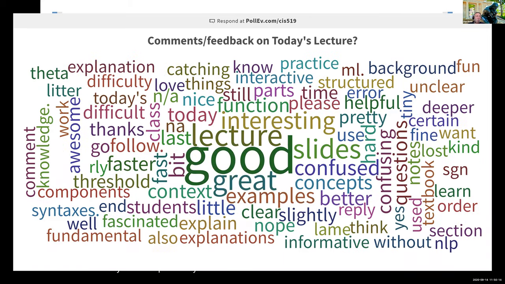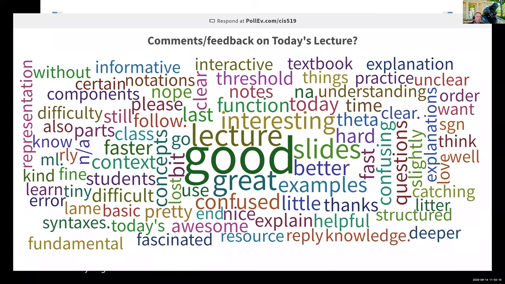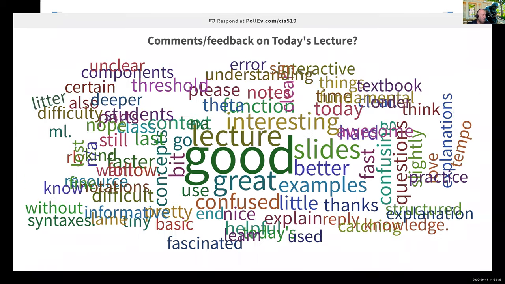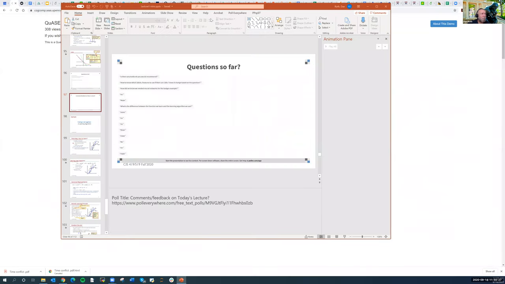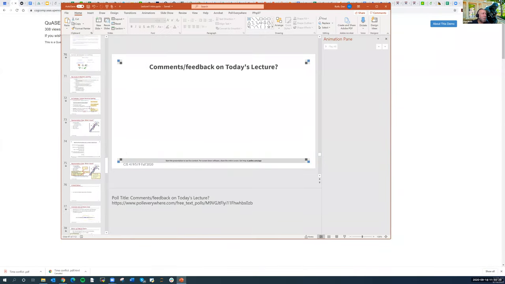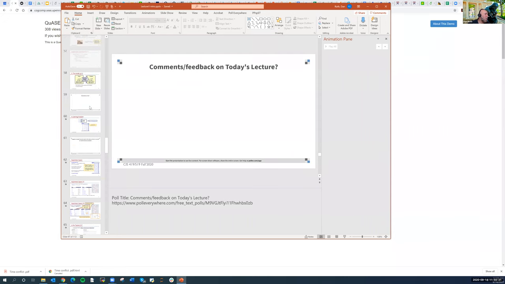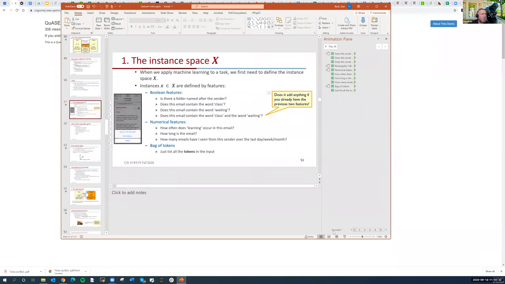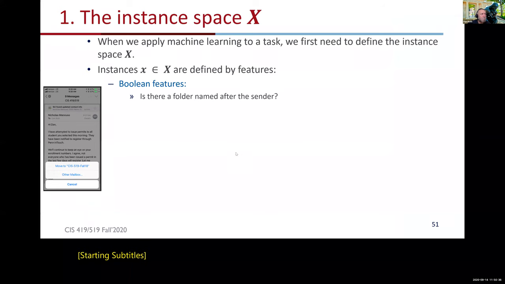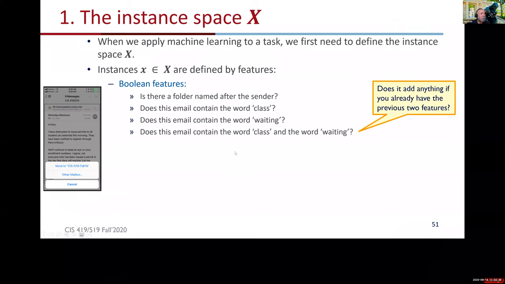If you go back to the question that I asked earlier today about the features for the email classification problem, I'm going to finish with this. Thank you for the comments. By the way, I want to go back to this and finish with this slide. I ask here a question. Here are two features: does this email contain the word class? Does this email contain the word waiting?